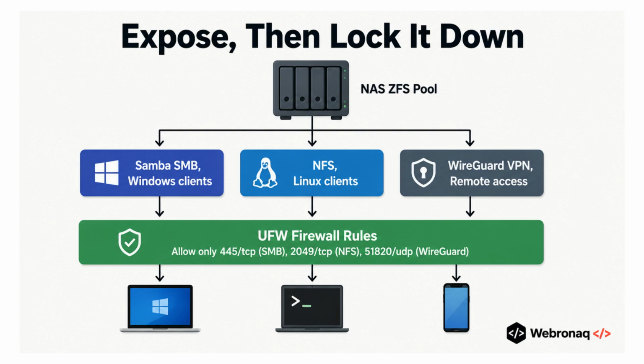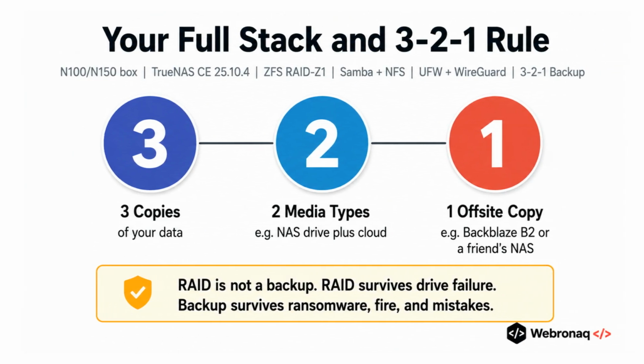Then you add WireGuard VPN. WireGuard is a modern, lightweight VPN built into the Linux kernel. You open one UDP port on your router, port 51820 by default, and you now have encrypted remote access to your NAS from anywhere without exposing SMB or NFS to the open internet. Firewall rules plus VPN is the security baseline every home NAS should have. And now for the final, most important layer of all. Let's bring it all together.